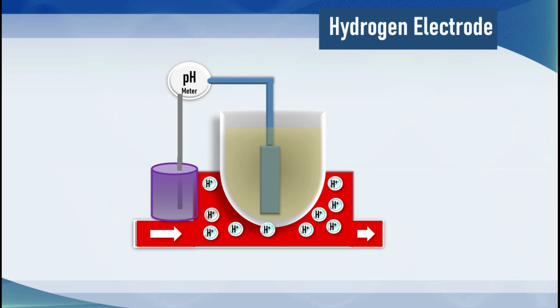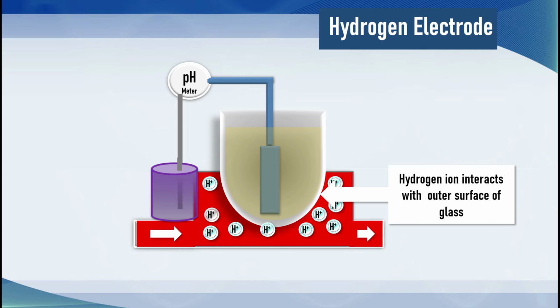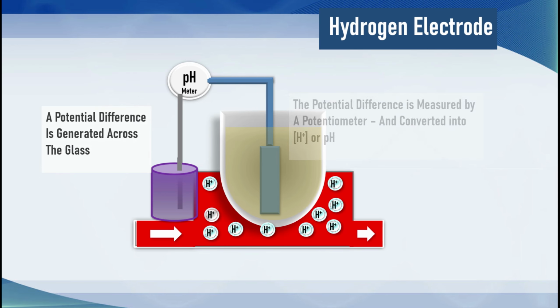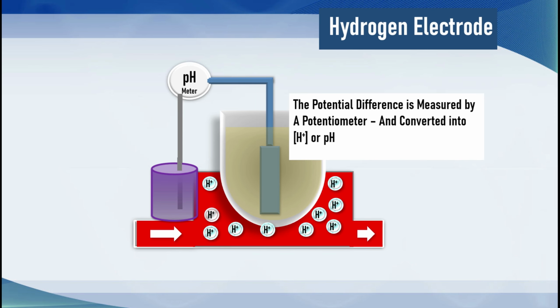So when the sample is injected, the glass is a hydrogen ion selective membrane, and the difference in pH activity between the outer and inner gel layers creates a membrane potential. That potential difference across the glass is measured by the potentiometer, and it's converted into the hydrogen ion activity or concentration or pH. And that's how the hydrogen electrode works.